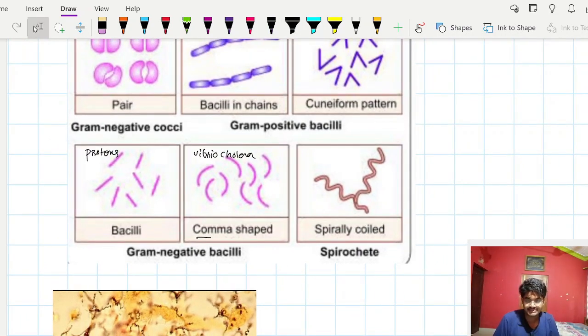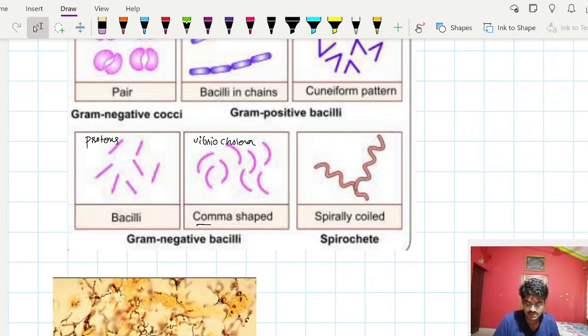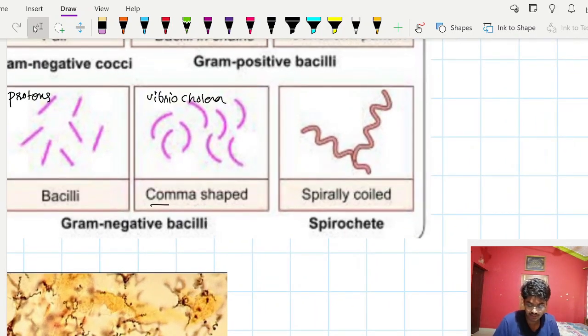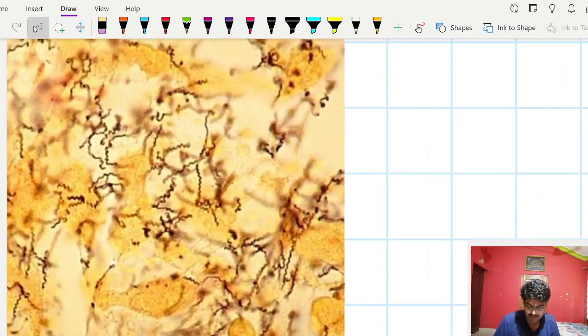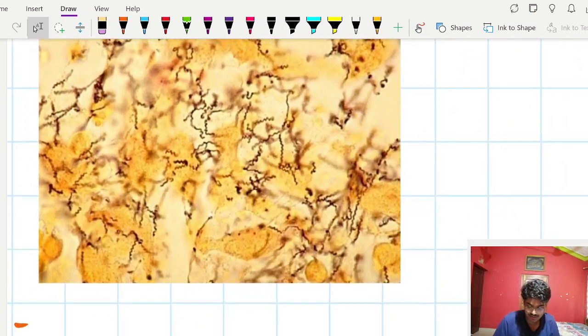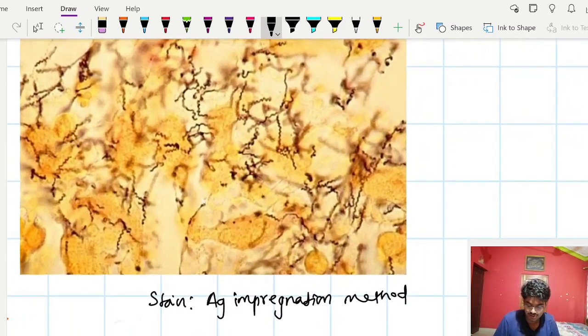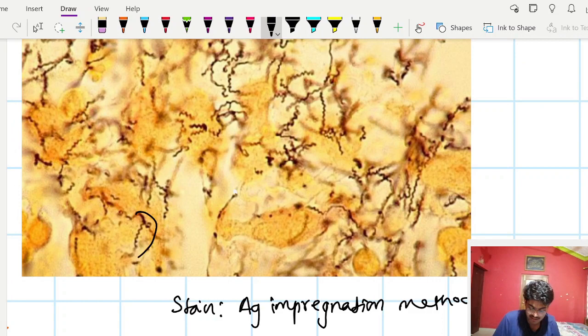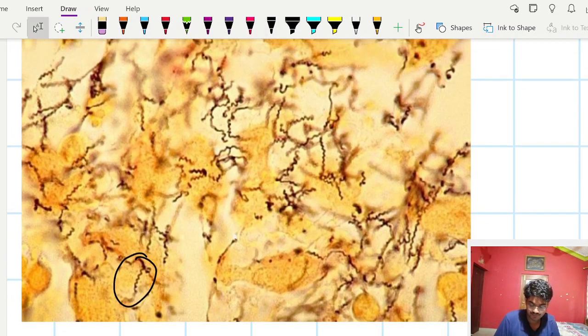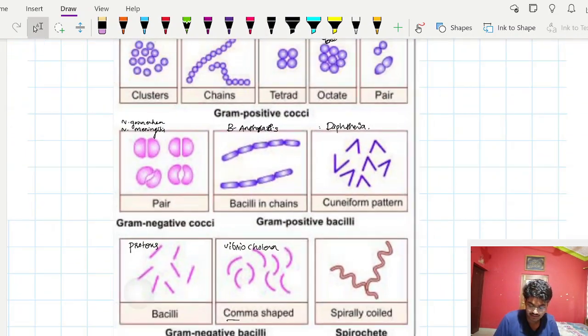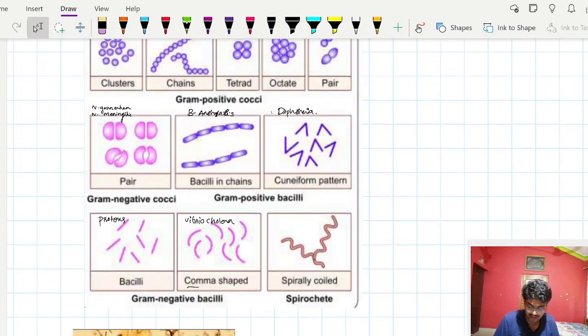Then there are bacteria which will not take the gram stain, for example spirochetes. They have a spiral shape. You see, these are the spirochetes. Here a special stain is used. The special stain used here is the silver impregnation method. We will study it in detail later. So these are the spirochetes, spring like structures. These are the different shapes of bacteria.